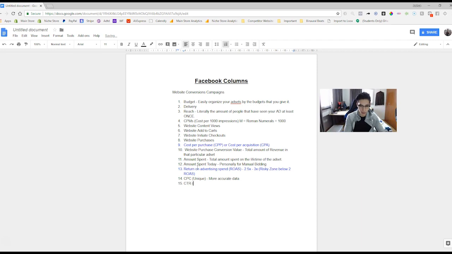Now the next one is CTR, Unique as well. The same reason, more accurate data. Just that this one is your click-through rate. Now CPC is cost per click, CTR is click-through rate. So CPC, from my experience, anything above $2 and you're in a very risky zone, and those ad sets have a very high chance of not working. Alright, so $2 and above after 1 day at $5 budget, I will kill.